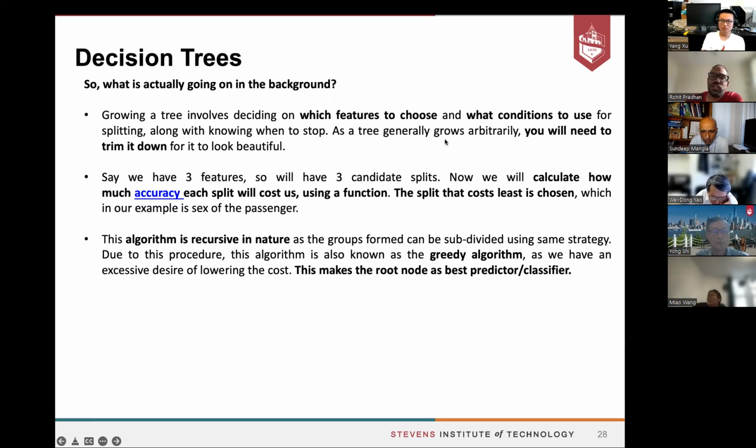A tree generally grows arbitrarily, so we will need to trim it down, because if we have n number of features, it will go long and it will overfit the model. So if, say, we have three features, then we will have just three splits, and then we calculate the accuracy of the model. So this is recursive in nature.